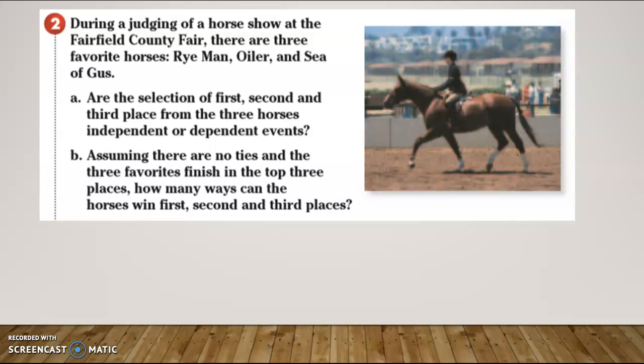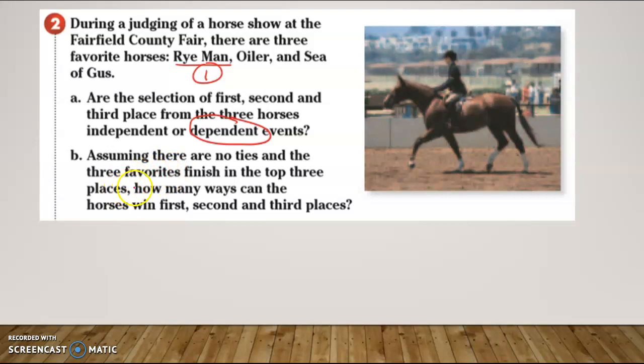During a judging of a horse show at the Fairfield County Fair, there are 3 favorite horses, Ryman, Oiler, and Sea of Gus. Are the selection of first, second, and third place for the 3 horses independent or dependent events? Well, in this case, they would be dependent events, because if you select Ryman for first, then he's out of the running. These 2 are the only ones that can come in second or third. Okay? So they would have to be dependent events. You've removed one from the selection.